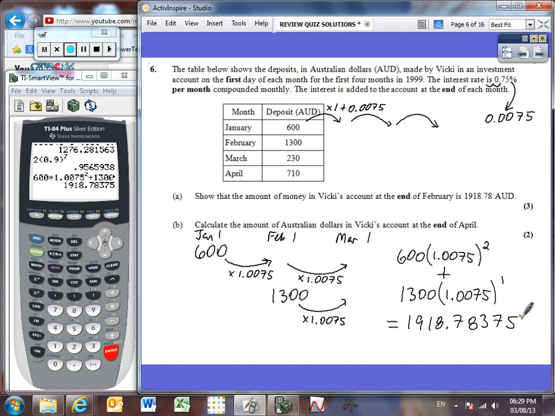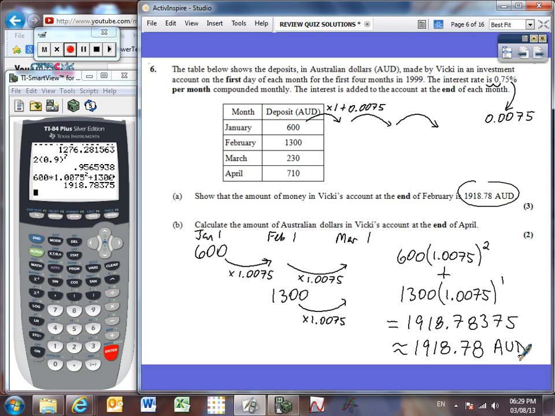IB will often want you to show the unrounded answer before then rounding to the financial value, where we always go to 2 decimal places. And if you check, that is indeed the exact answer that we were expected to get.